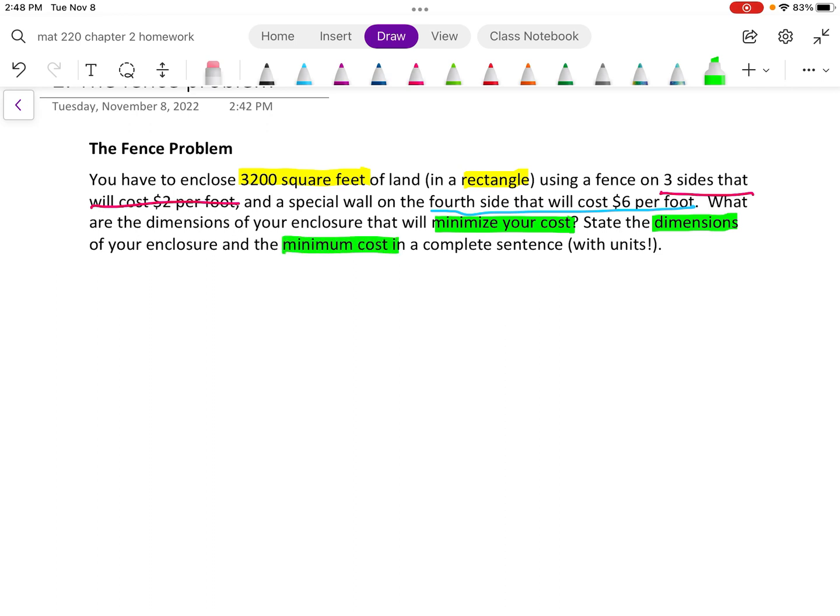So I'm just making sure I have what I'm trying to answer. Now, that means eventually I need to come up with a cost formula. So in the end, I need a cost formula. But I'm not necessarily going to be able to get directly there. I always like to start by drawing myself a picture. So in this case, I have a rectangle.